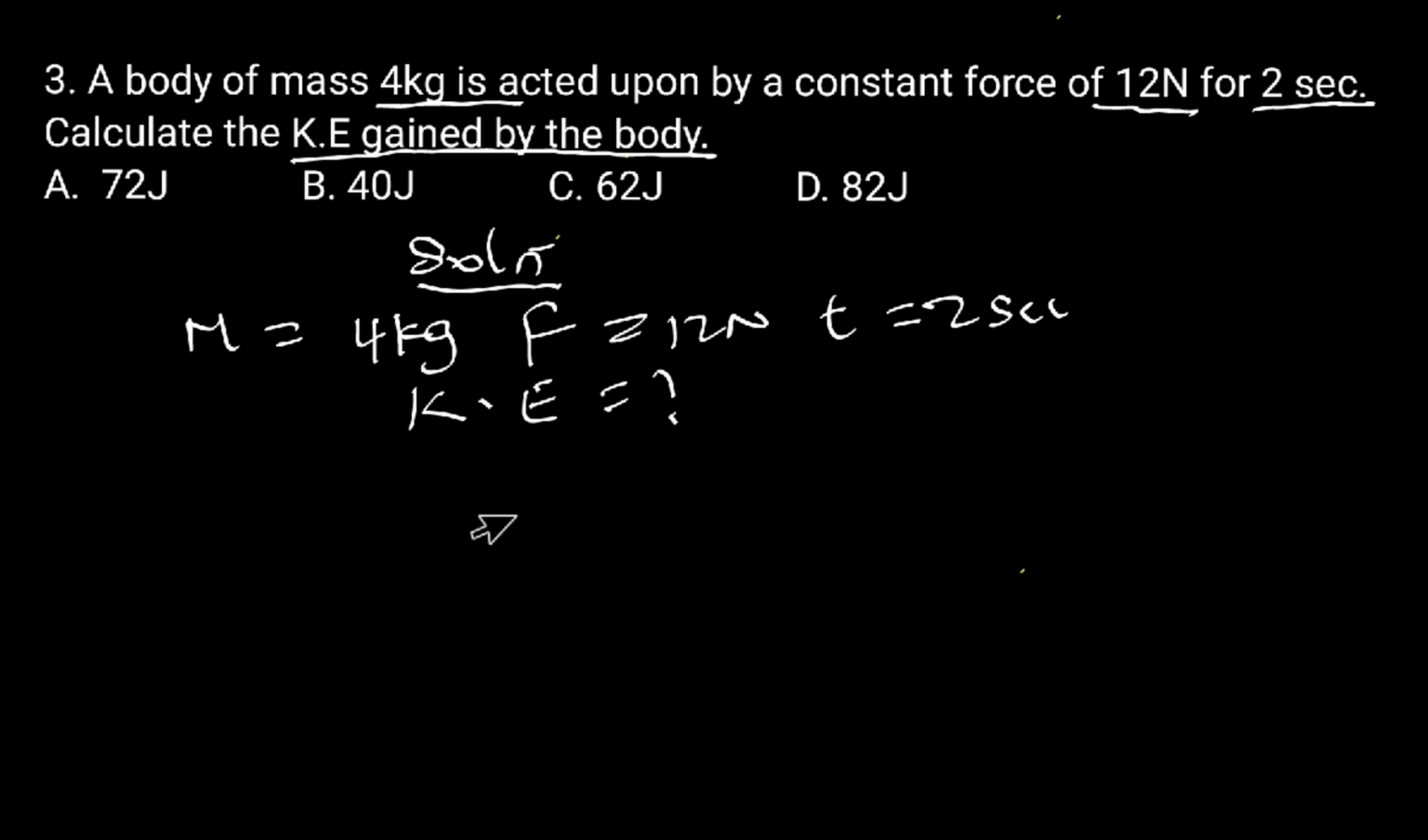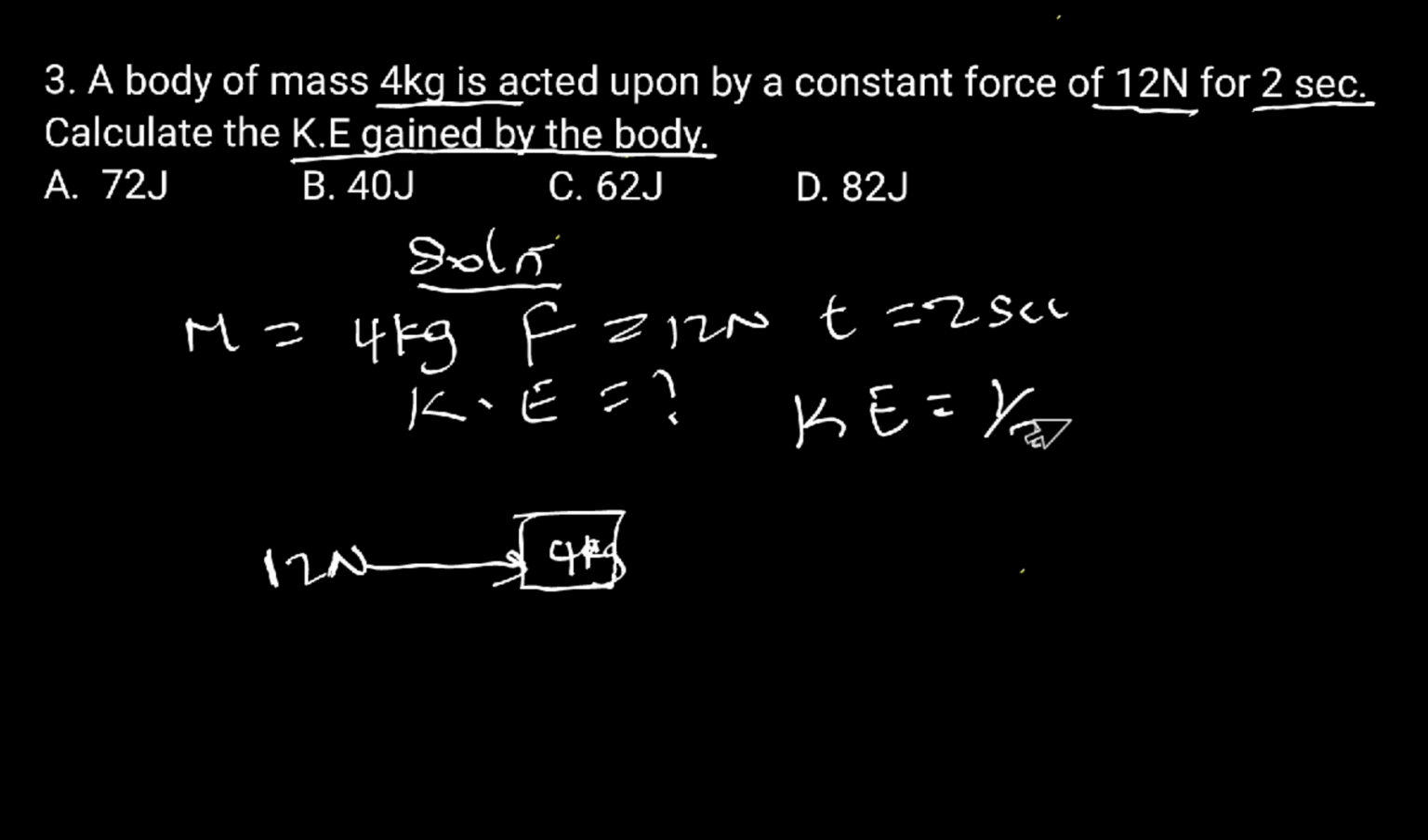Now let me illustrate this question as usual. So this is the body, 4 kg, and a force of 12 newtons is acting on it. Now the formula for kinetic energy is given by half times mass times velocity squared. We have mass given in the question, but we don't have velocity. Now we can get velocity from one of Newton's equations of motion.